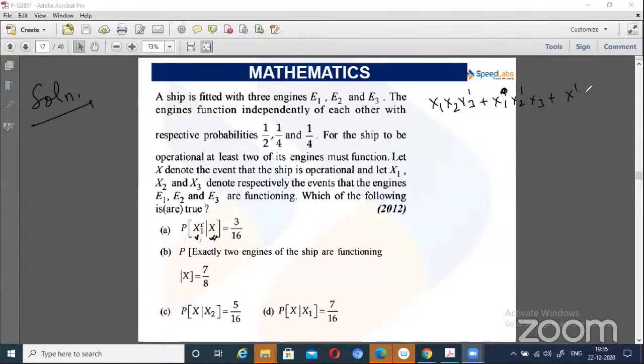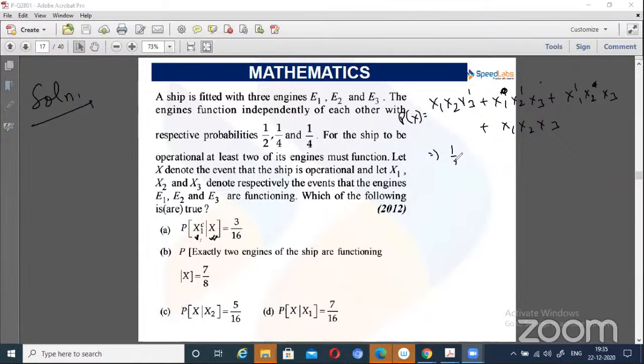X1 working, X2 not working, X3 working, and X1 not working, X2 working, X3 working. Are there any more cases? Okay, यहाँ पे ये होना चाहिए. At least 2 should be working ना? हाँ ठीक है. And plus all 3 working. That is also a case that gives you P of X.